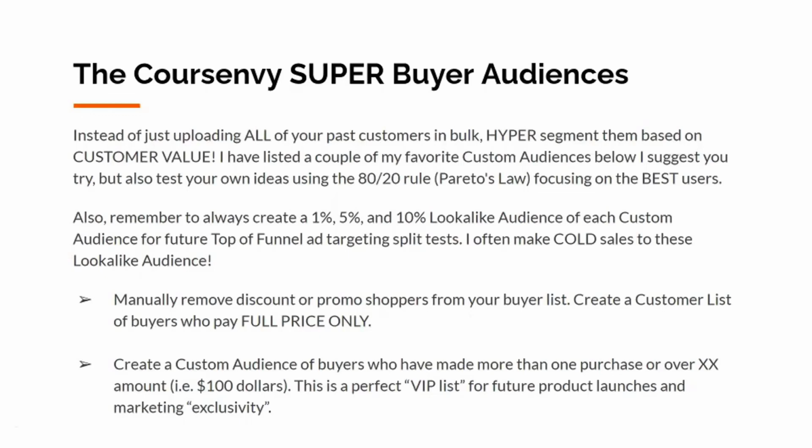So first, manually remove discount or promo shoppers from your buyer list. So this creates a custom list of buyers who pay full price only. This is a perfect lookalike. I'm telling Facebook to go find people that are willing to pay full price only. My second super buyer audience, create a custom audience of buyers who have made more than one purchase or over X amount, such as $100. Again, this is a perfect VIP list for marketing to for future product launches and marketing that exclusivity. And again, a great lookalike audience. So, hey Facebook, go find people who spend this amount of money on my site.